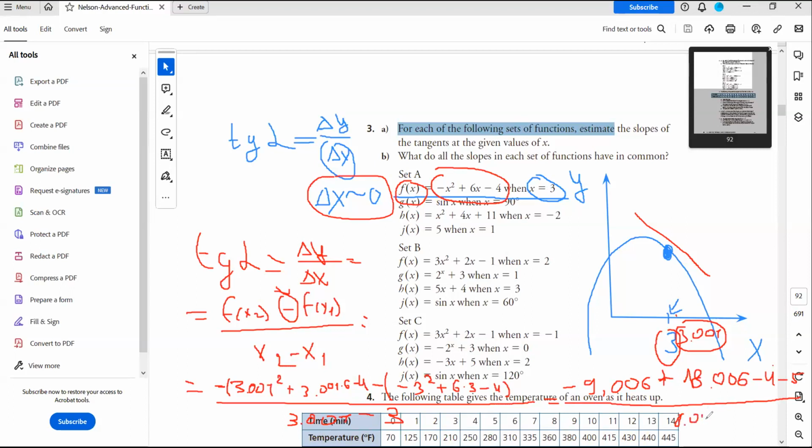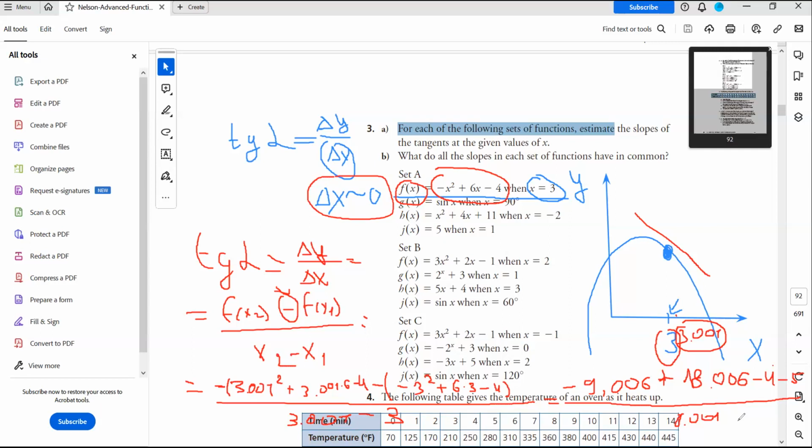So 0.001 in the denominator, because 3.001 minus 3 is 0.001. Now we have to calculate our numerator, which is negative 9.006 plus 18.006 minus 4 and minus 5.